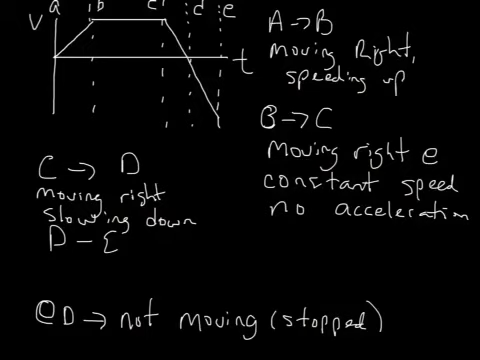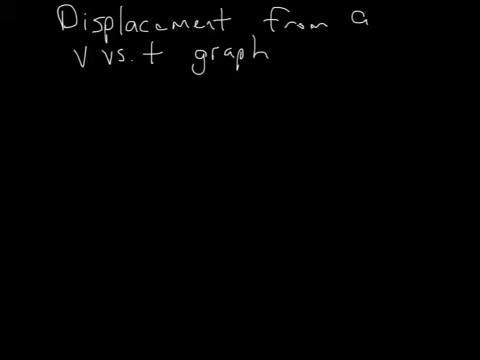Okay, next we'll look at D to E. So again, last we're going to look at this segment D to E. At D to E, we are traveling to the left and speeding up. So we are moving to the left at a faster and faster pace throughout segment D to E. All right. Next, we will figure out how to determine displacement from a velocity versus time graph.